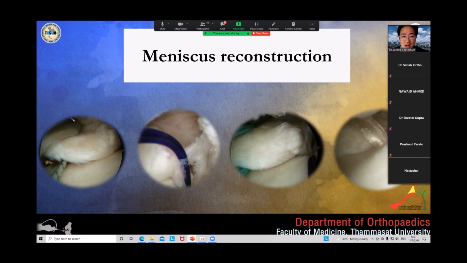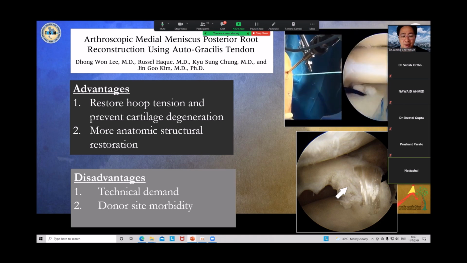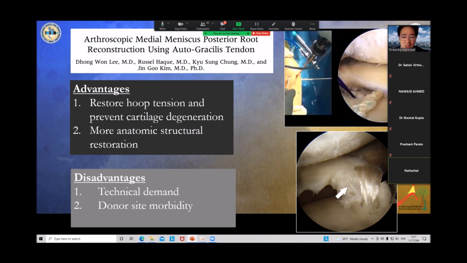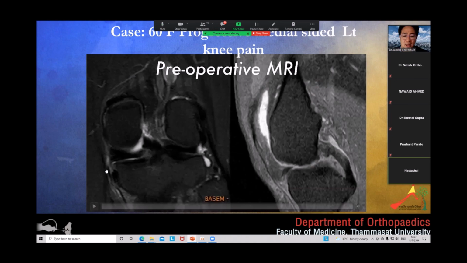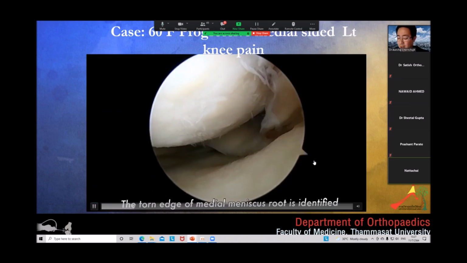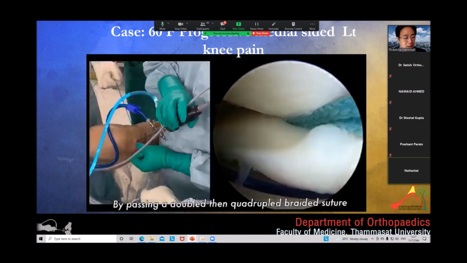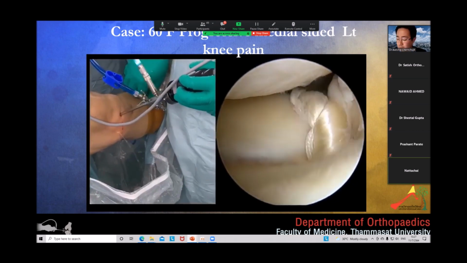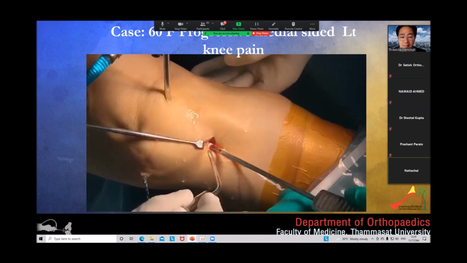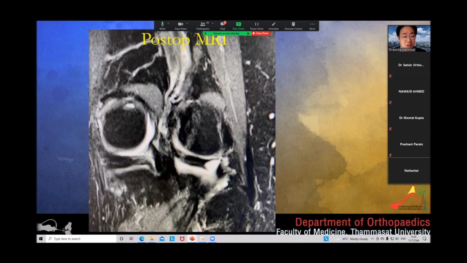The last option is root reconstruction, which was proposed by Dr. Kim from Korea. They found that in chronic cases with a big gap, suture repair is sometimes not reliable. Like this patient, who has a chronic tear of the meniscus root. Using a graft, it will be a soft tissue bridge to the meniscus. So this is good for patients with a chronic tear with a very big gap, and you can fix it with a bioabsorbable screw. This is an MRI after the surgery, and you can see that it heals nicely.